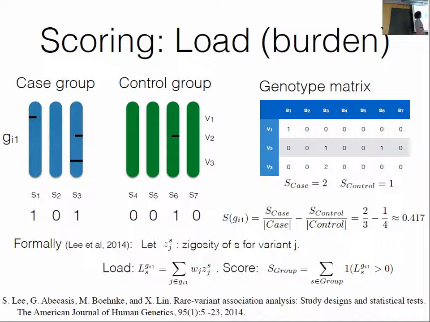And then the score for the gene will be the difference between the score for the cases, the sum of all those scores, and the score for the control, the sum over all those scores, normalized by the size of the groups, and I take the difference. So in that example, the score for that gene would be 2 over 3 minus 1 over 4, and so I would have this score in the end.